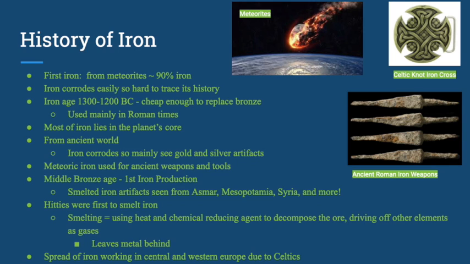Iron corrodes very easily, so determining its history is a challenge. It is seen to have been originally used in ancient times, such as the Iron Age, where it was used to make artifacts, weapons, and art. It replaced bronze in 1300 BC. The majority of iron resides at the Earth's core, but the first traces of iron are thought to have come about from meteorites, which contain about 90% iron.